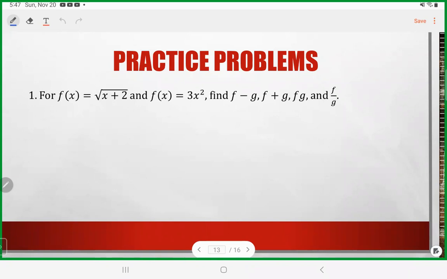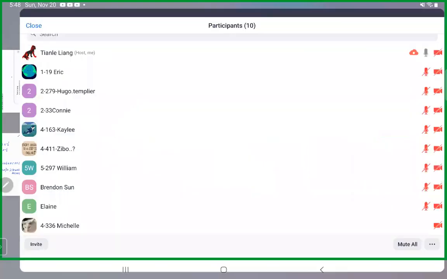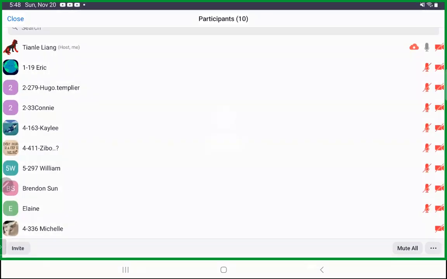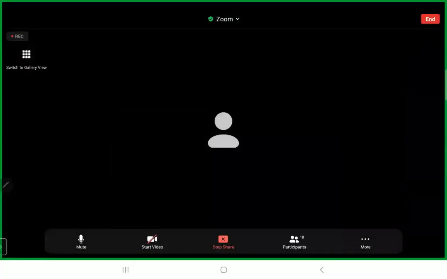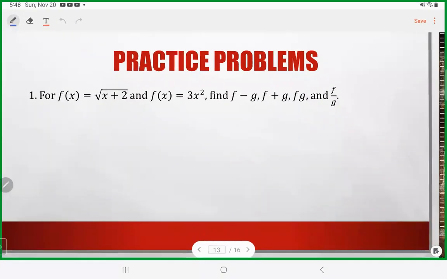All right, so let's see. Let's do this. f plus g is very easy. You just add the two functions. Actually, it's not that hard in the first place. You just add them.